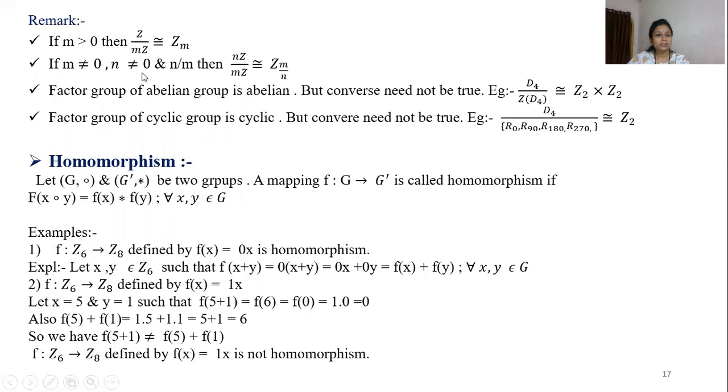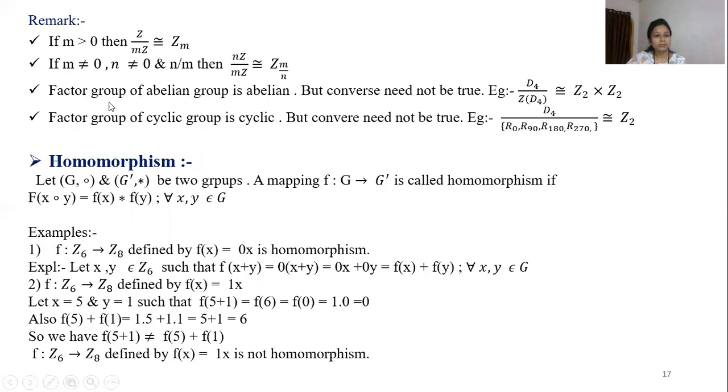If m is not equal to 0, n is not equal to 0, and n divides m, then nZ upon mZ is isomorphic to Zm/n. If m and n both are not equal to 0 and n divides m, then mZ upon nZ is isomorphic to Zm/n.